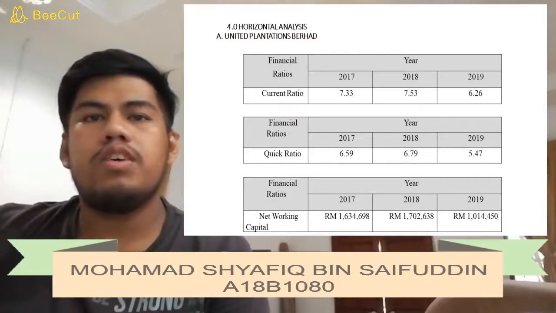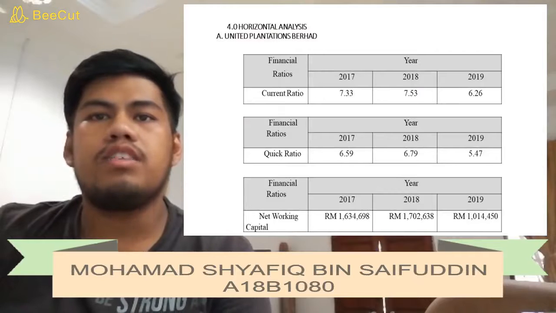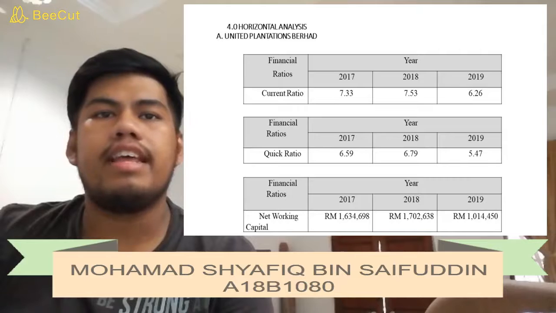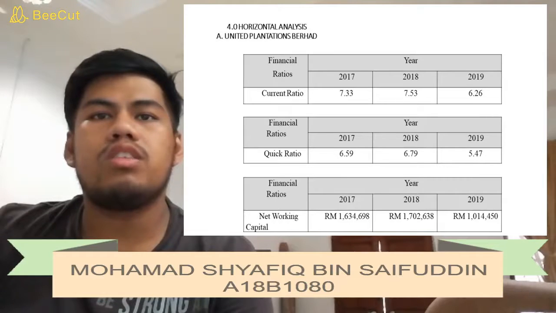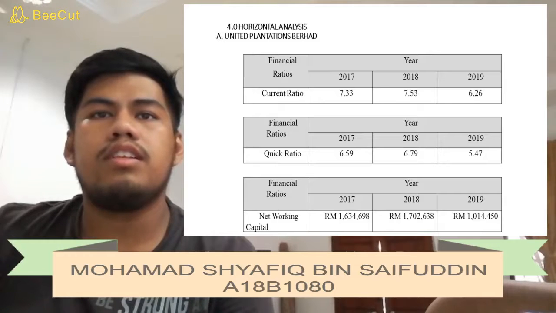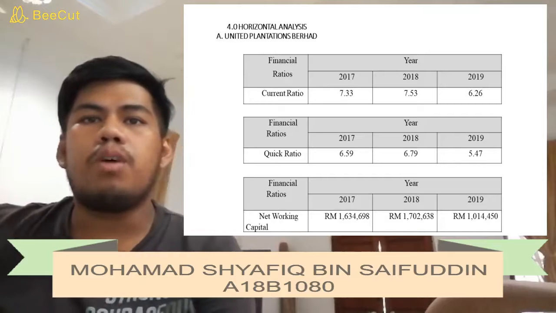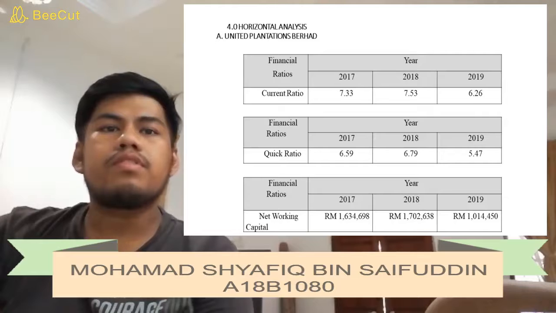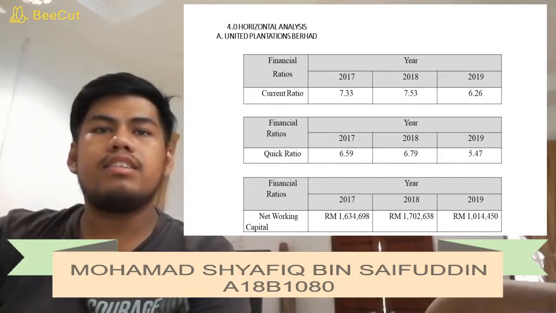The current ratio for United Plantation Berhad increased from 7.3 in year 2017 to 7.53 in year 2018 and dropped to 6.26 in year 2019. The quick ratio for United Plantation Berhad was 6.59 in year 2017 and rose to 6.79 in year 2018, but the quick ratio declined to 5.47 in year 2019.